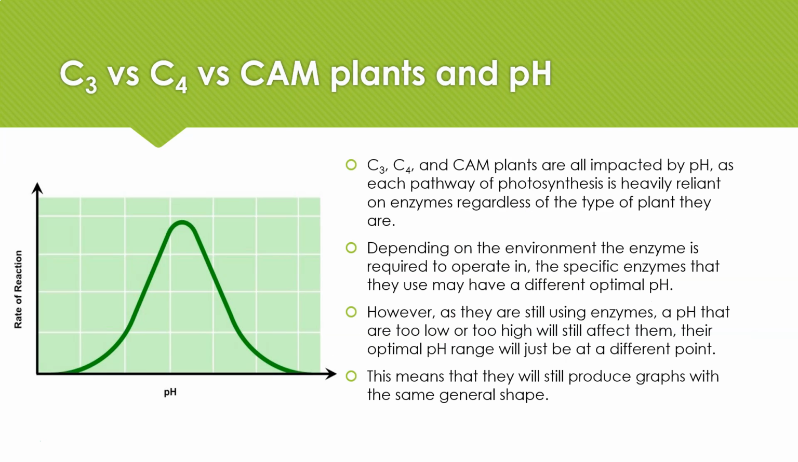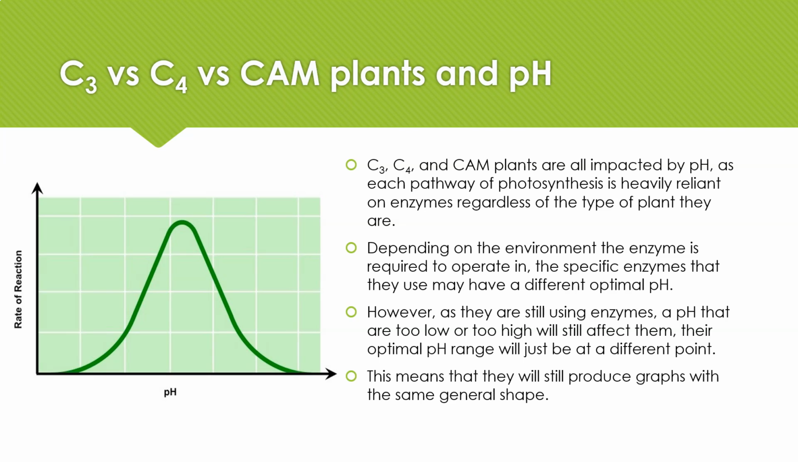Now, with our 3 different types of plants, they're all going to be impacted by pH in the same way. They're all using enzymes. It doesn't matter what type of plant they are. Now, you may find the enzymes they use may have different optimal pHs depending on the environment they have to operate in. For the most part, you'd expect them to be all pretty much the same.